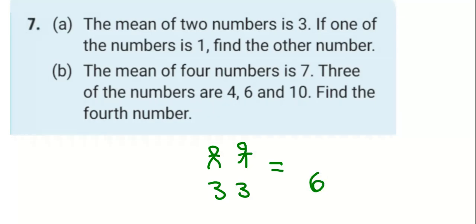Now, what they said is one of the people got 1. So what did the other person have to get to maintain the average? It has to add to 6. The other person must have got 5 because it has to add to give you 6. Does that make sense? All right.